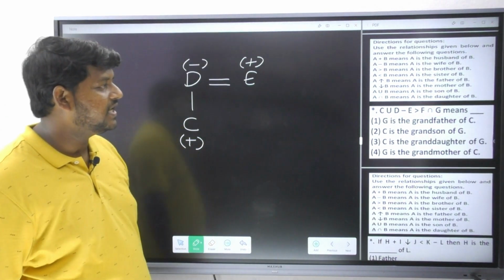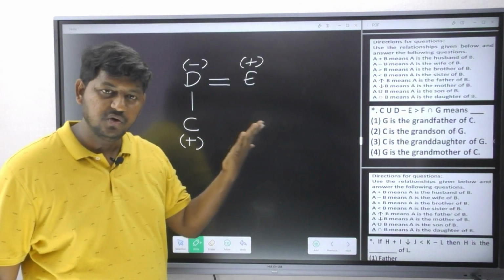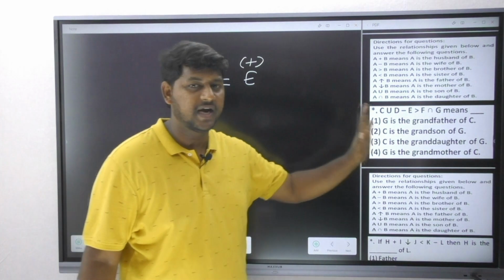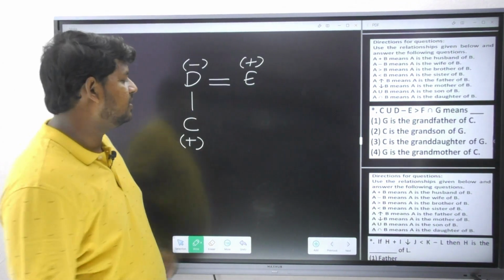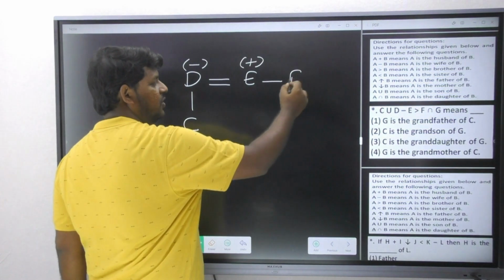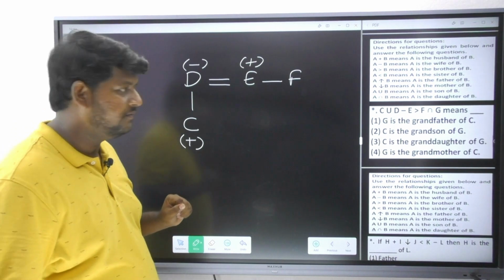Greater than is indicating what here? Brother. Brother means, as I told you, the left side person is known, not the right side person. Now, E became the brother of whom? F. You already knew the gender of E, but I don't know the gender of F.